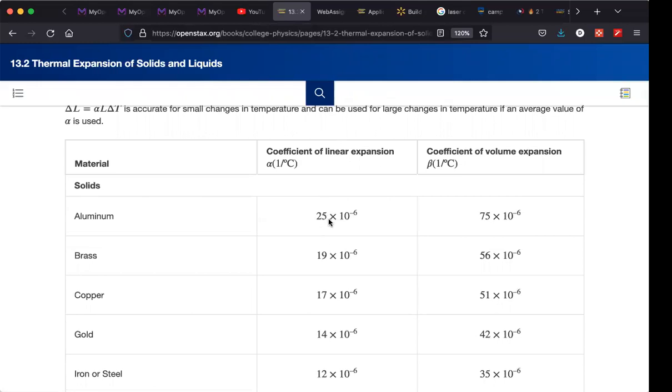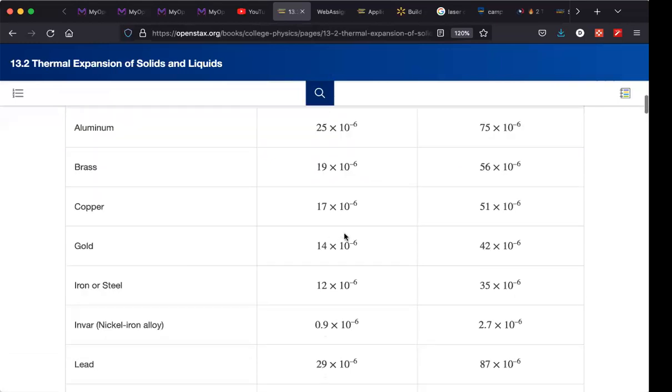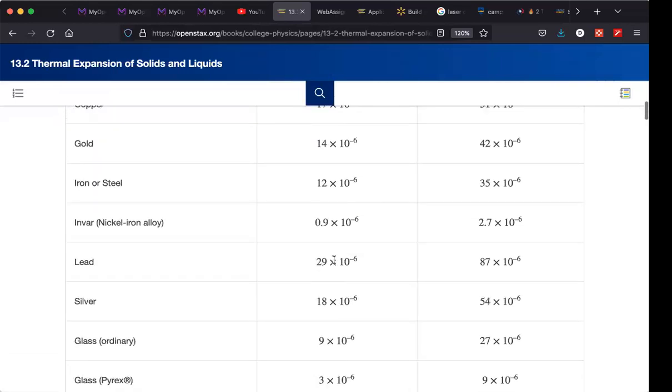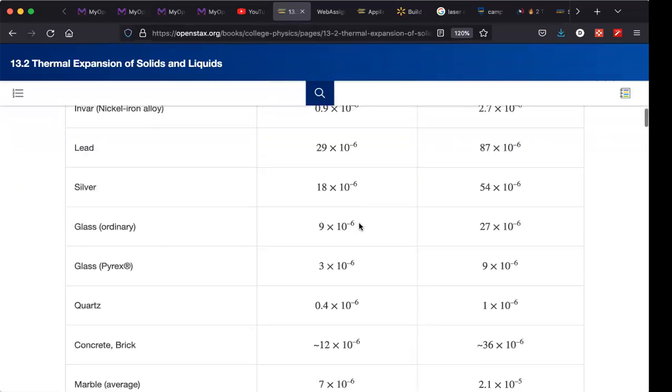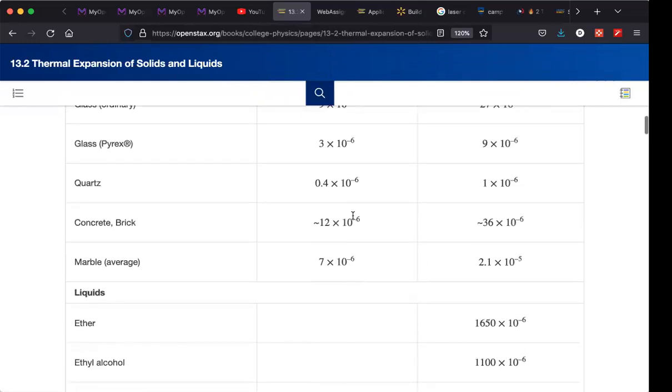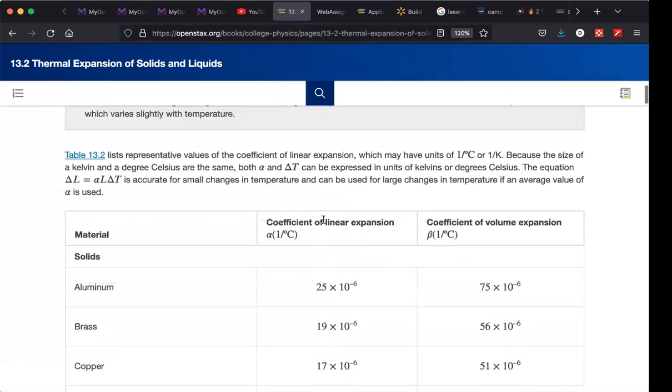Aluminum, it's 25 times 10 to the minus 6, which is 25 microns essentially. So for every meter, aluminum will gain 25 micrometers in length for every degree Celsius. And for brass, it's less. For copper, less. Gold is less. Iron, steel, less. So aluminum expands quite a bit. Lead expands even more, right? Glass expands very little. Concrete expands a fair amount, actually. So those are the linear coefficients of some different materials.